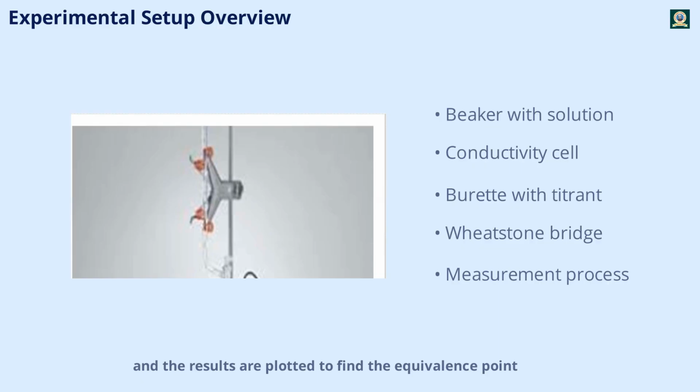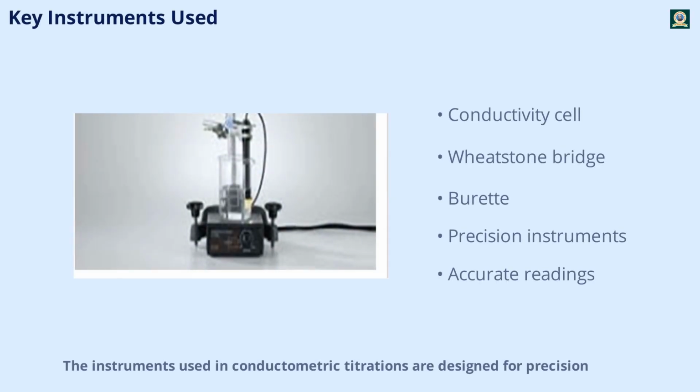Instruments used in conductometric titrations are designed for precision. The conductivity cell is sensitive to changes in ion concentration, while the Wheatstone or conductivity bridge provides accurate readings. The burette allows for controlled addition of the titrant. Together, these instruments ensure that the titration process is both accurate and repeatable, making it ideal for both educational and research settings.